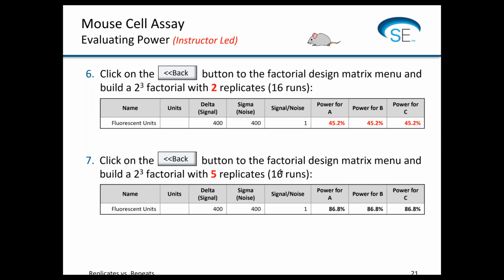Then you could keep doing that and do 3 replicates and 4 replicates. By the time you get to 5 replicates, you see you've achieved greater than 80% power. It's going to be red up until you get to 80% power, and then we change the power measurement in percent to black, assuming you'd want to have at least 80% power. So now we know how many runs to do.